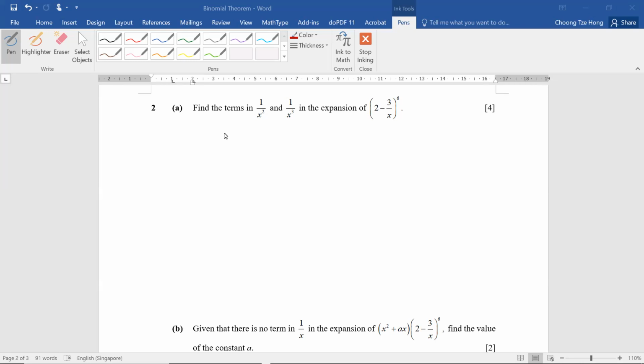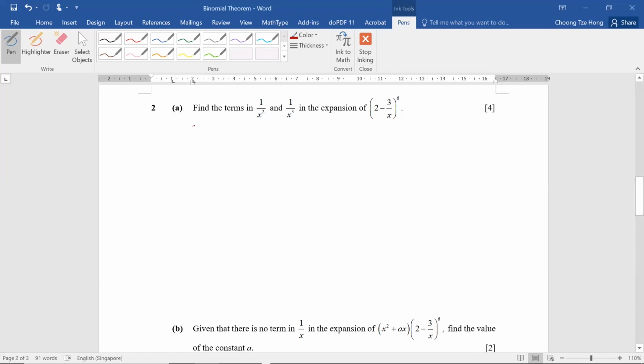In part A, they ask us to find the 1 over x squared term and the 1 over x cubed term in the expansion of (2 minus 3 over x) to the power of 6. If you're asking whether we need to use the formula for the general term for this particular question, let's examine that now.